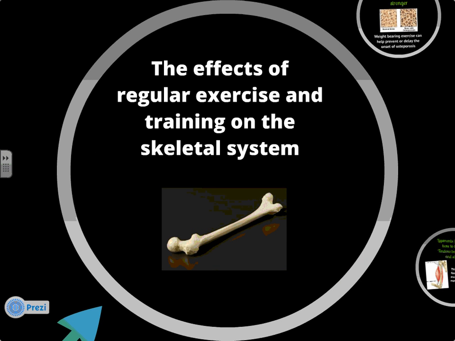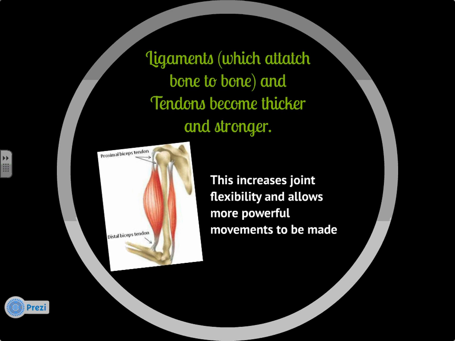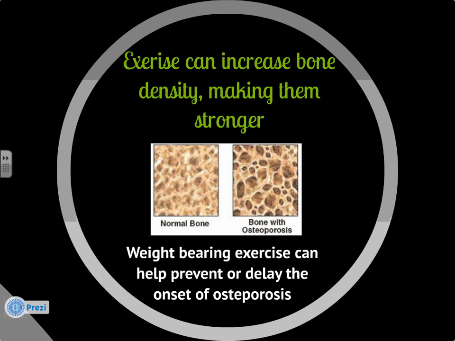The effects of regular exercise and training on the skeletal system. Ligaments, which attach bone to bone, and tendons become thicker and stronger. This increases joint flexibility and allows more powerful movements to be made. Exercise can increase bone density, making bones stronger. But it needs to be weight-bearing exercise, as this can help prevent or delay the onset of osteoporosis. There are no short-term effects of exercise on the skeletal system due to bones taking time.